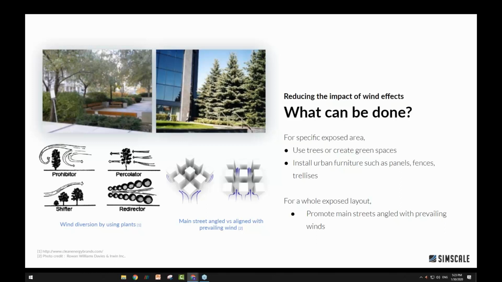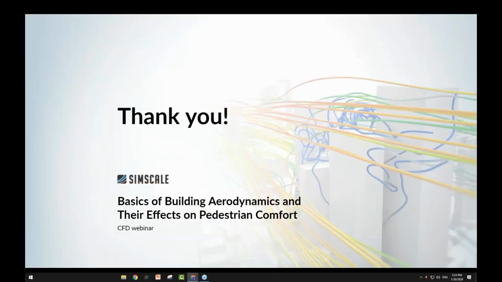In the case of setting up a layout, we can orient the streets so that they are not aligned with the predominant wind. And that is also very obvious when you run this type of simulation: when you have streets that are not aligned, you'll see lower velocities. All right. Yes, I think that's pretty much it for what we're covering today.